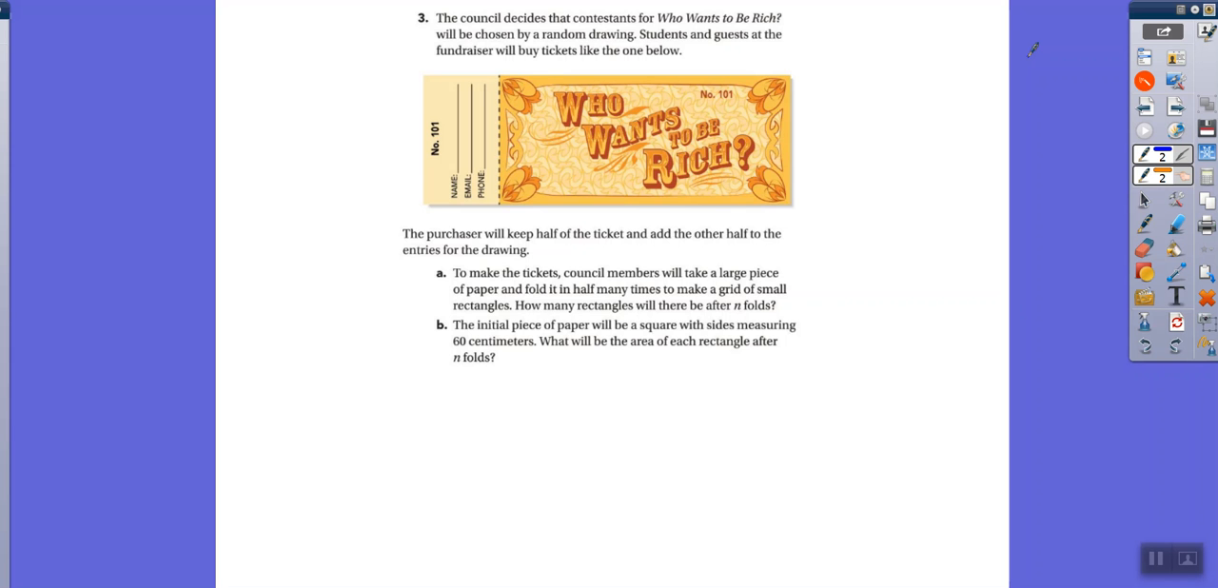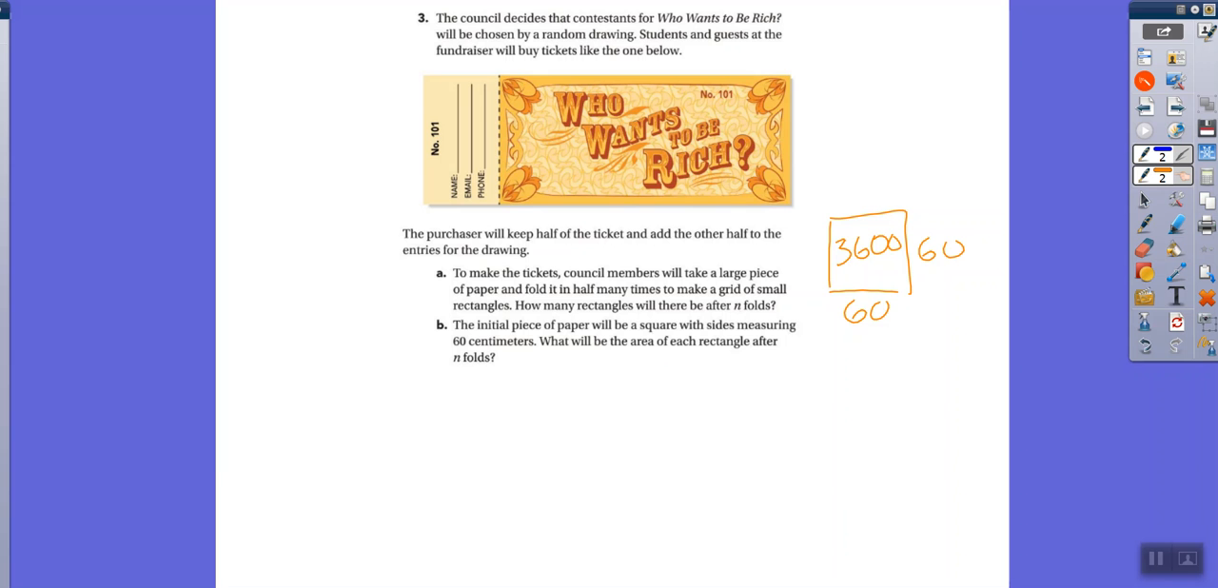So the purchaser will keep half the ticket and add the other half to the entrance to the drawing. All right, so we have a ticket that is 60 by 60, which has an area of 3,600. And we keep ripping it in half. So every time we rip it in half, the area decreases by a factor of 2, or 50%. So we know that this is exponential decay.